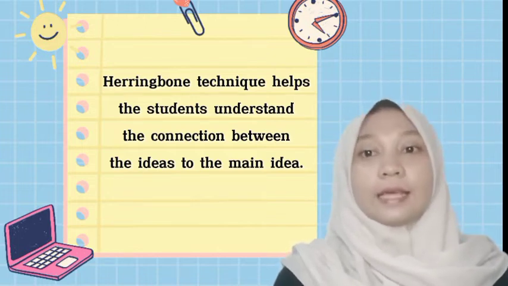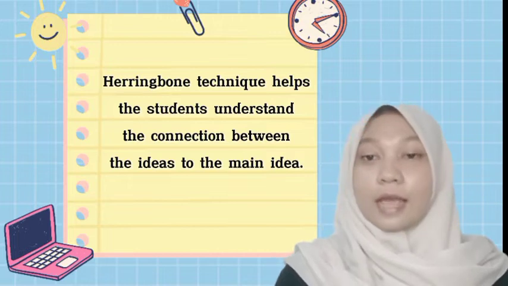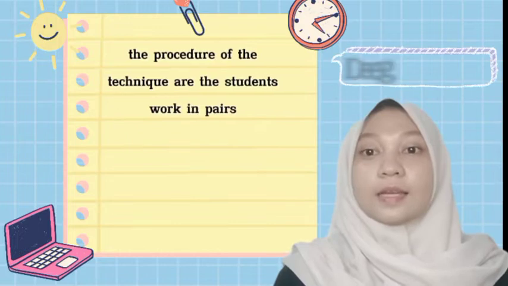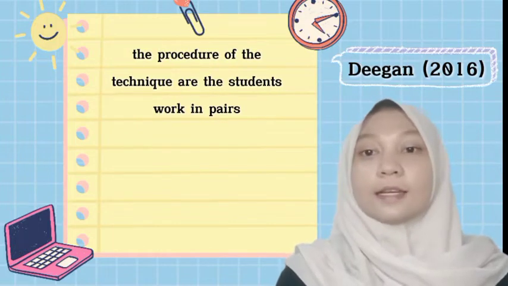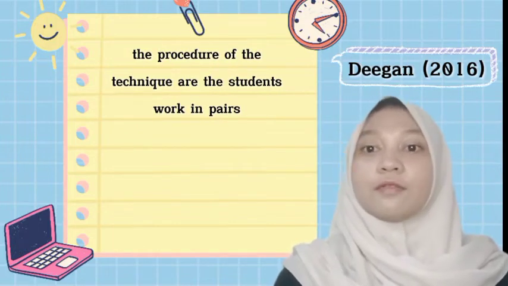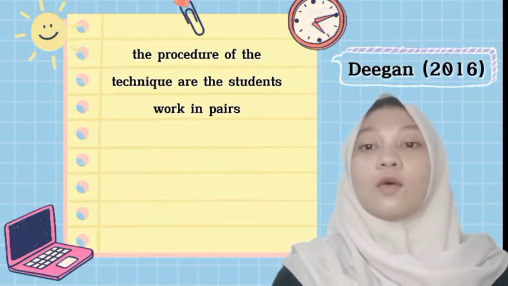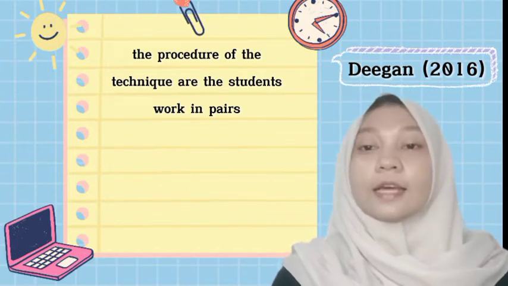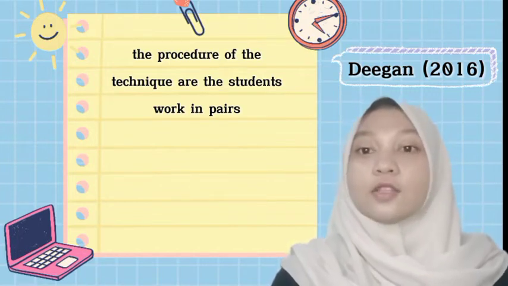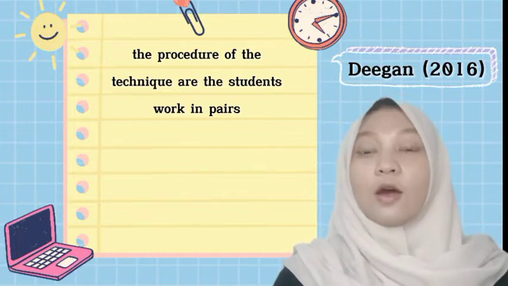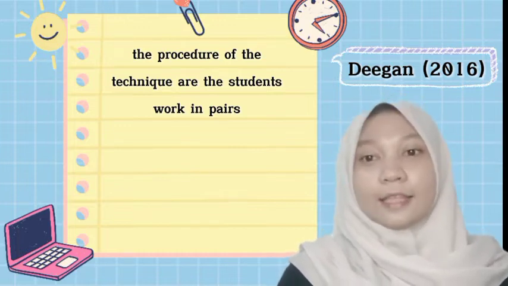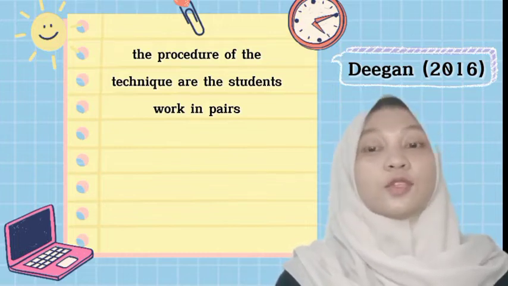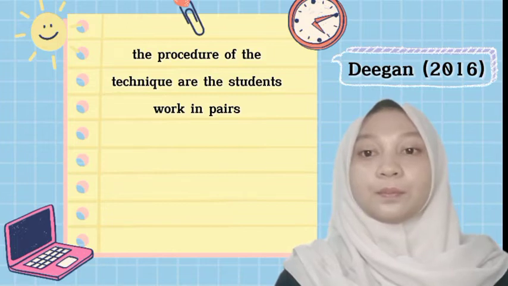Herringbone technique helps the students understand the connection between the ideas and the main idea. It is a useful graphic organizer for students to organize information. Degan, in Rahilah and Sagdia, mentions the procedure of the technique. The students work in pairs. The teacher selects a text. The teacher constructs a visual diagram of the herringbone. The teacher tells the students to record the answers to the questions on the diagram.